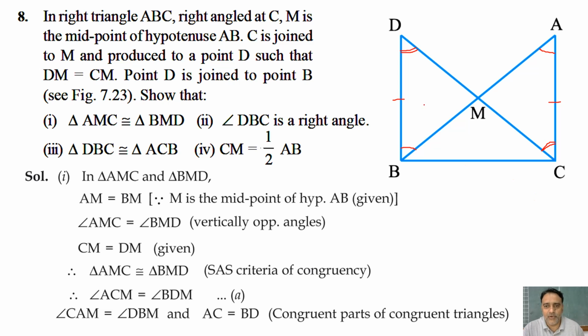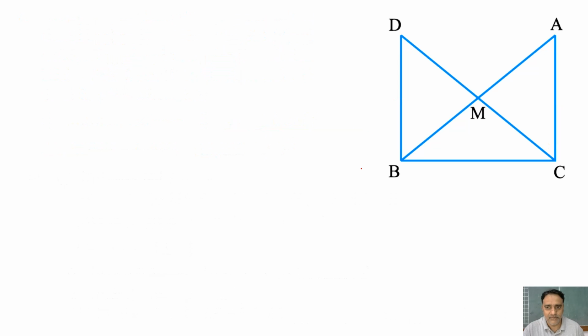Now in the second part we have to prove angle DBC is a right angle. So let us start. See, these two angles are equal, we just proved that. But these two angles are alternate interior angles. So these two lines will be parallel. Any doubt? No, sir. If these two lines are parallel, what is the sum of this angle and this angle? 180 degrees. Why? Angles on the same side of the transversal, co-interior angles.